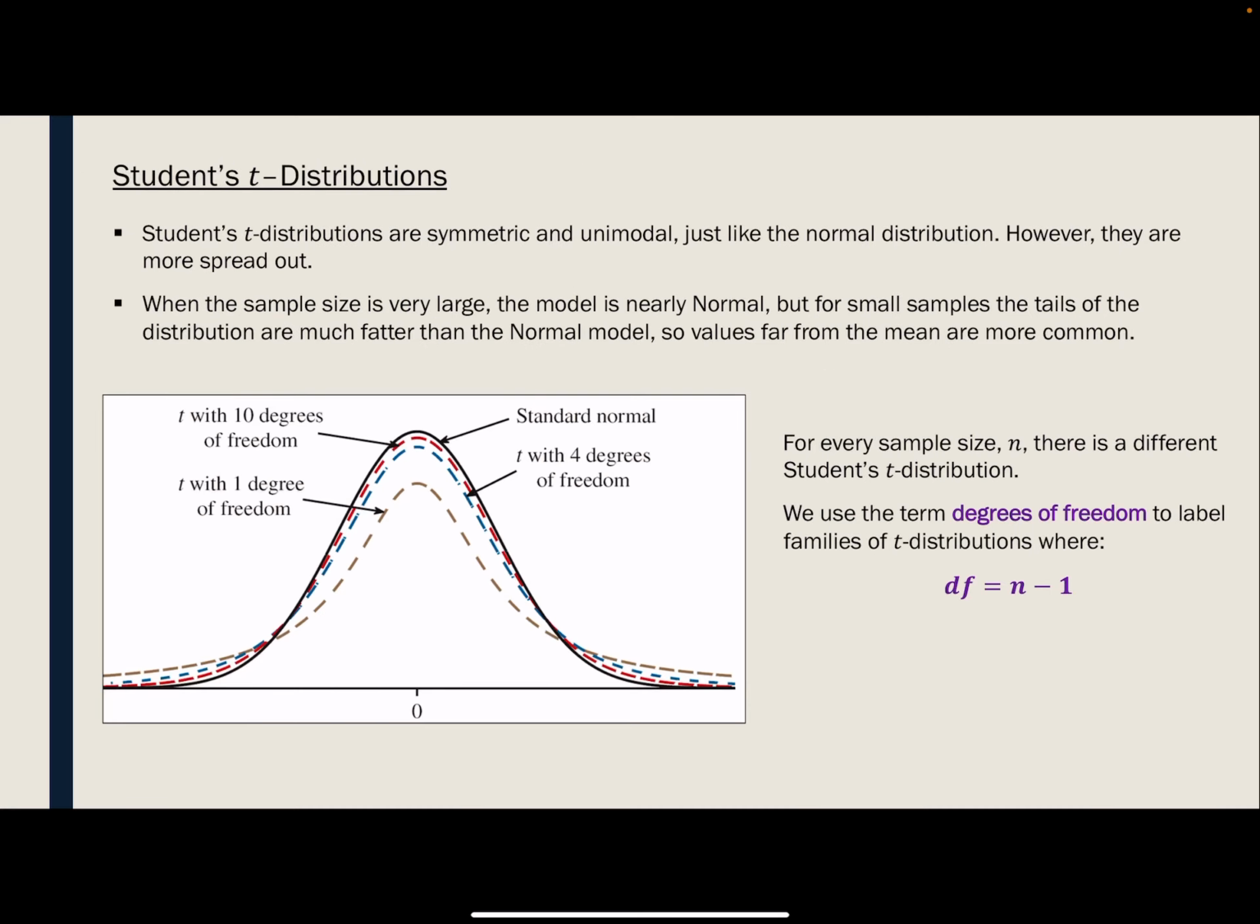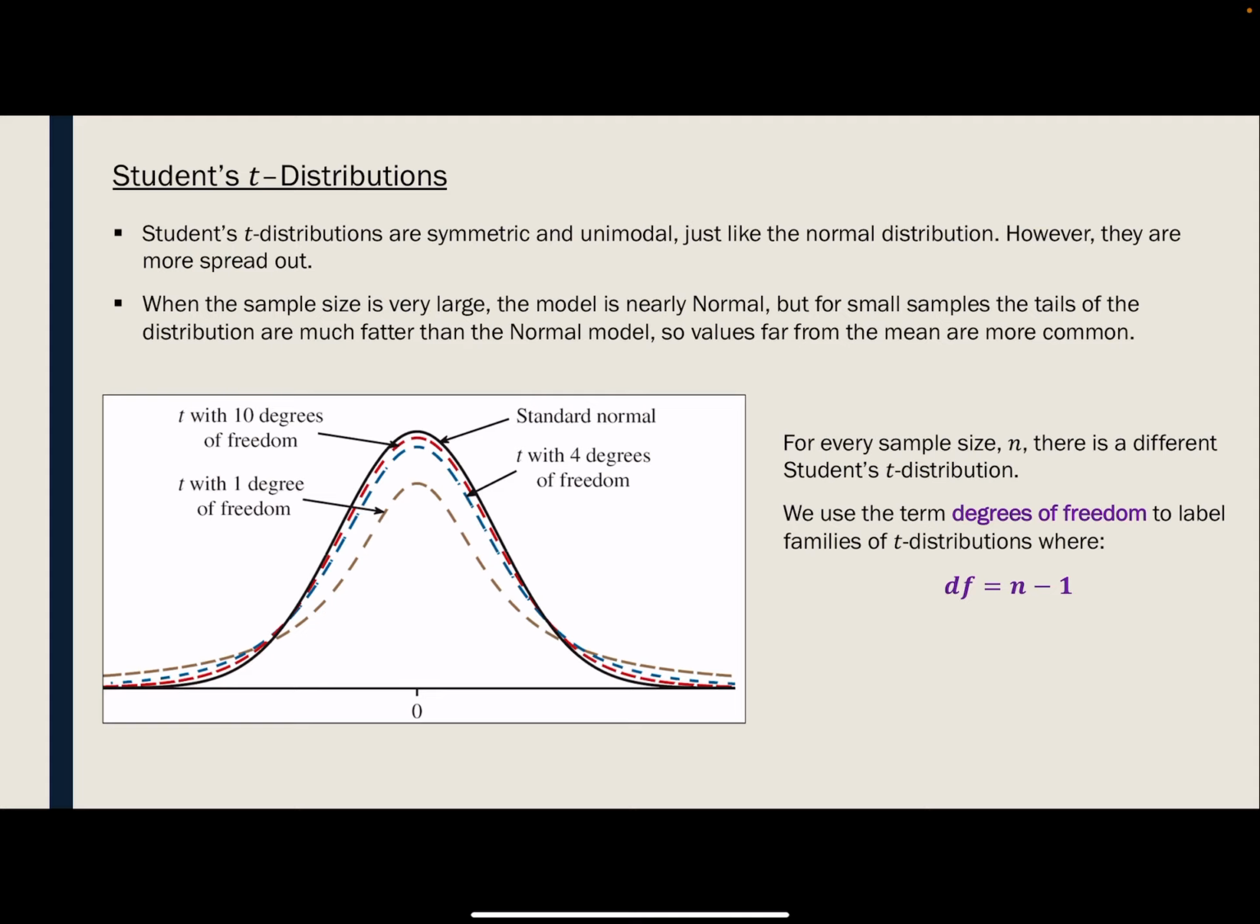So his models are called Student's t models. It has nothing to do with students. It just has to do with what his boss made him sign his papers as. So what he did was he found that when the sample size was small, there was a higher likelihood that you could have a sample mean that was further from the population mean.